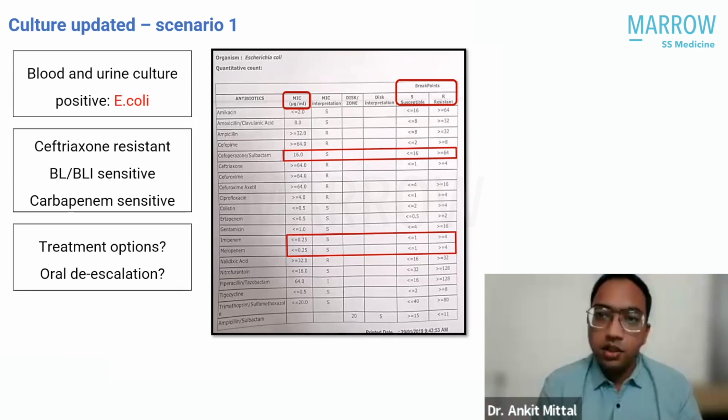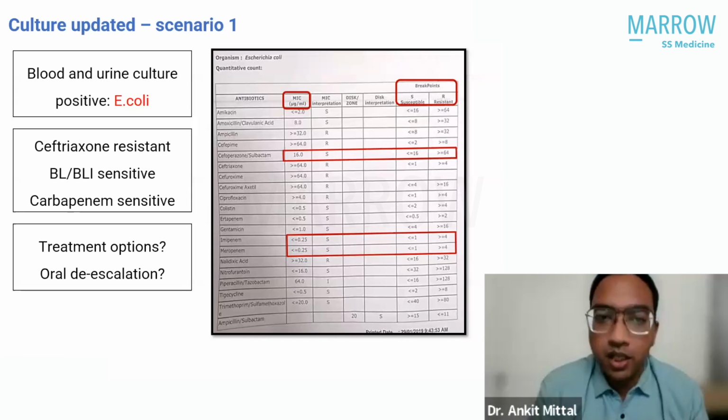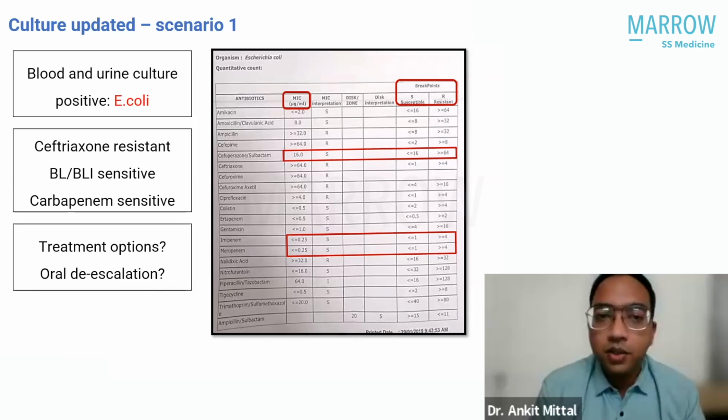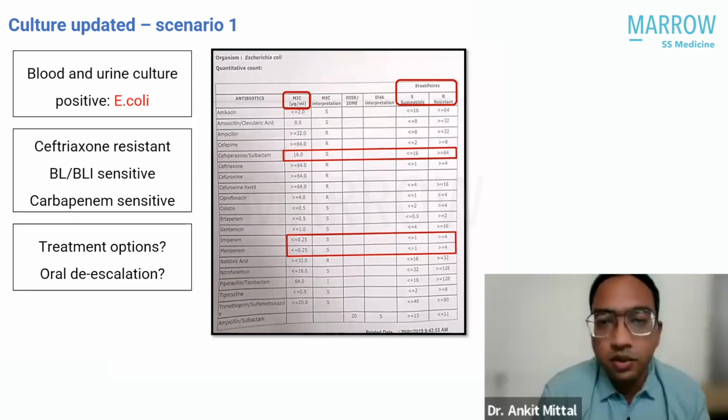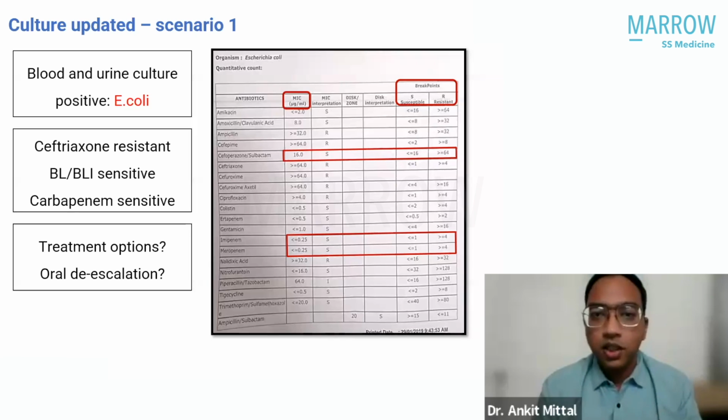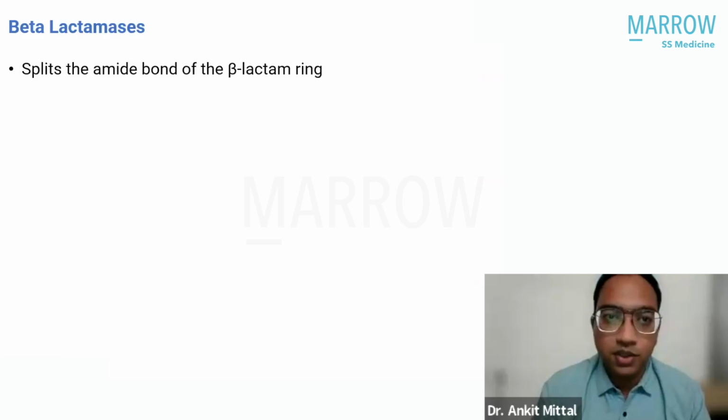Maybe you had started piptazo initially. Do you want to switch? If you started meropenem, do you want to continue meropenem or switch to something else? And once the patient is stable, do you want to de-escalate to an oral treatment, and what should be that oral treatment? Now, before we discuss this case, let's quickly revise the mechanisms of resistance in beta-lactam antibiotics.